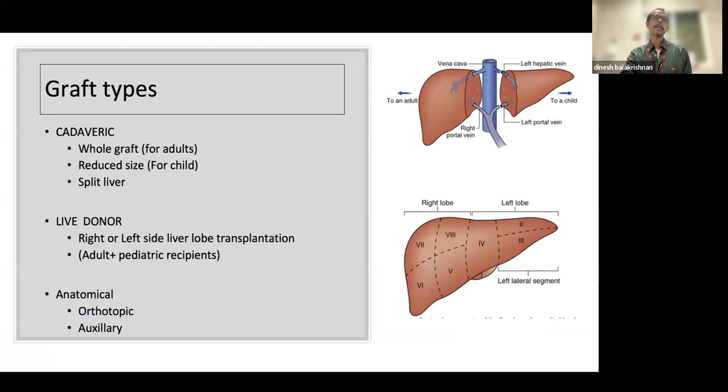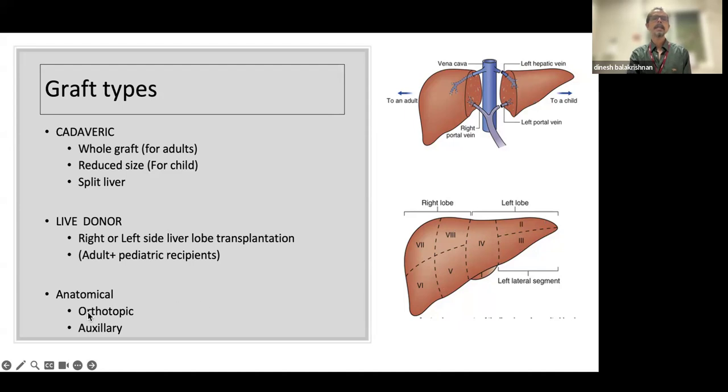Graft types: cadaver grafts obviously are whole grafts. They can be split and the left lateral segment can be taken for a child. So in a brain dead donation, to increase utility, you can take the right lobe for an adult and the left lateral for a child. In live donation, between adults, it's always the right lobe, which is segments 5, 6, 7, and 8. For a child, you can take the left lateral segment, which again has to be reduced in a very small child, less than 10 kg. You have to reduce even this graft.